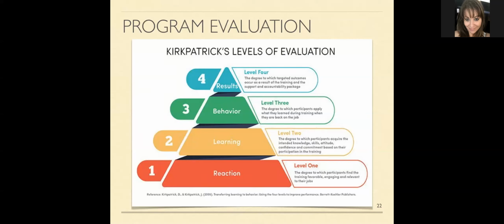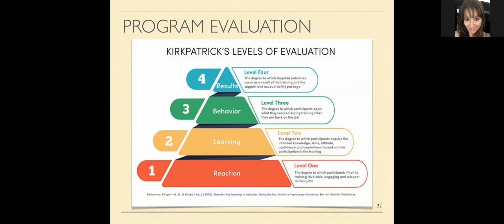These are Kirkpatrick's levels of evaluation, level 1 through level 4. Level 1 is the degree to which participants find the training favorable. So it's their initial reaction: we like it, we don't like it. This is conducted after either a class, or maybe a midterm or final, or at the end of the term. So do they like it? Did they have fun?